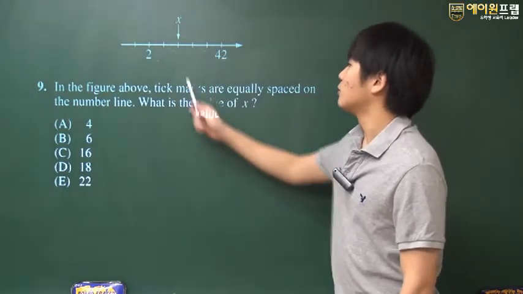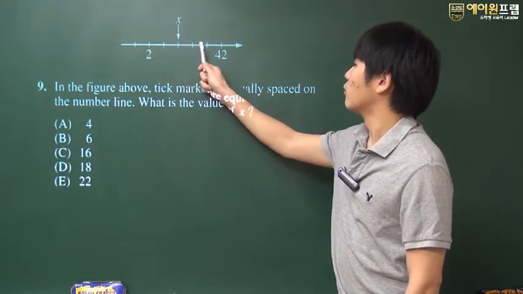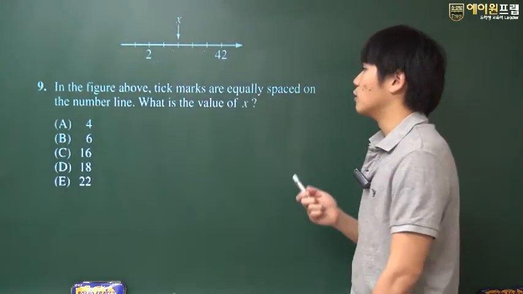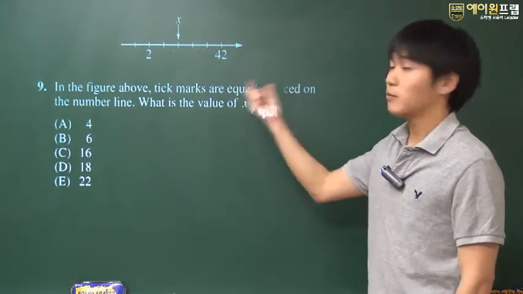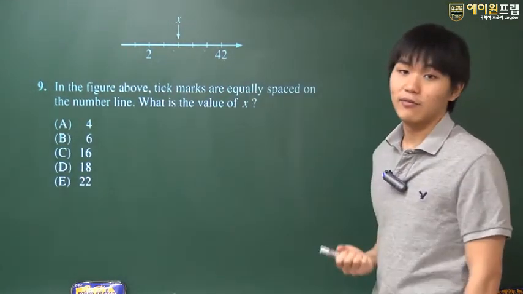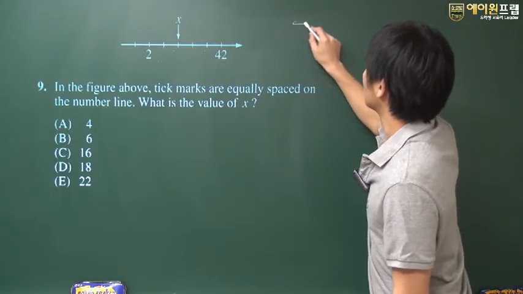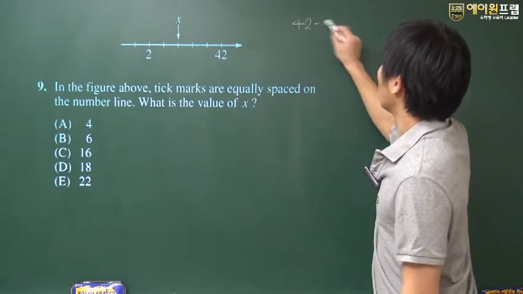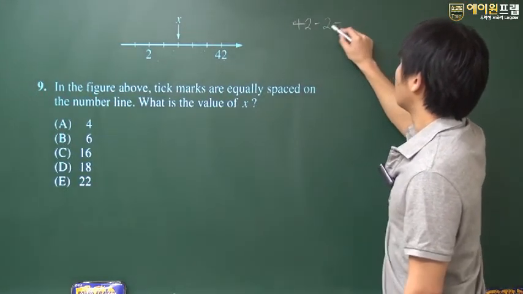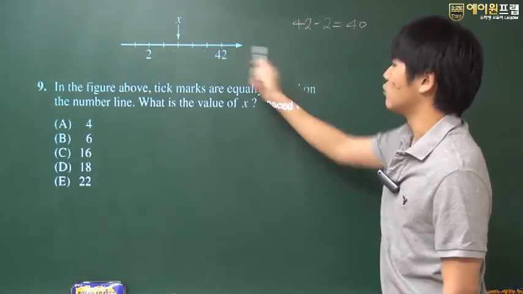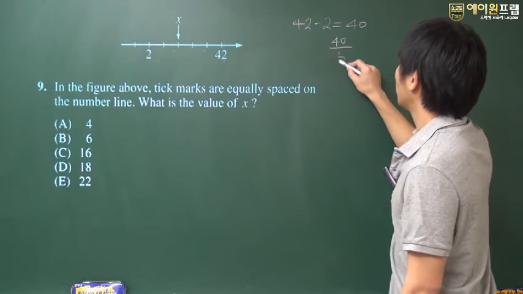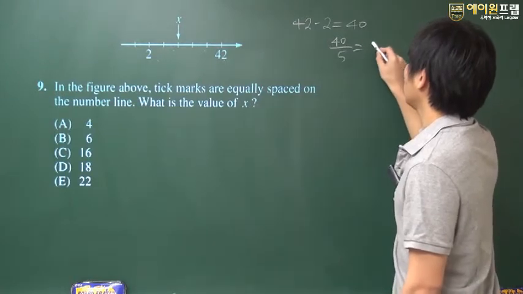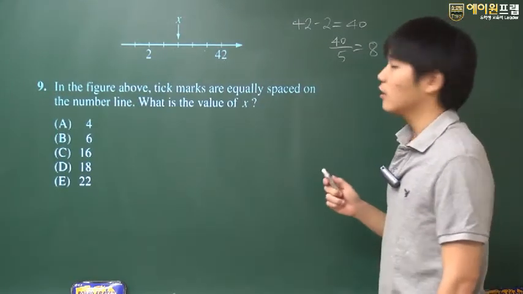Now you can simply just count the spaces, 1, 2, 3, 4, 5. So there's 5 spaces between 2 and 42. So let's find what each space is equivalent in value. Okay, so what you can do is just subtract the end point, the start point, to find the value of 40. So there's 40 between 2 and 42. And since there's 5 spaces, you divide this by 5. To find that each space contains a value of 8, okay?